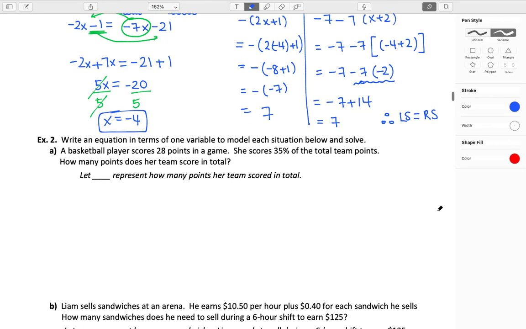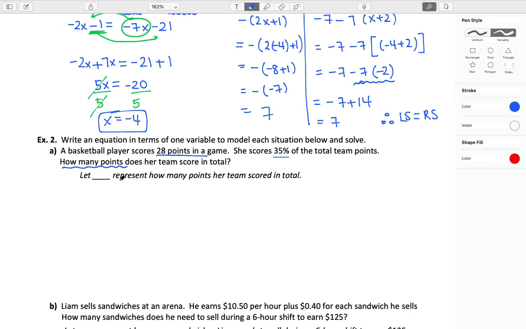Now, what about a word problem like number 2? For number 2, it says write an equation in terms of one variable. A basketball player scores 28 points in a game. She scores 35% of the total team points. How many points does her team score in total?